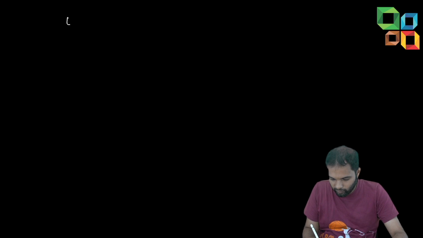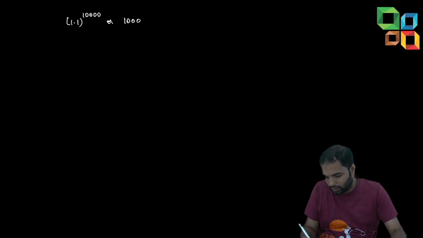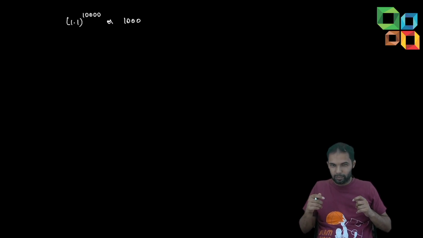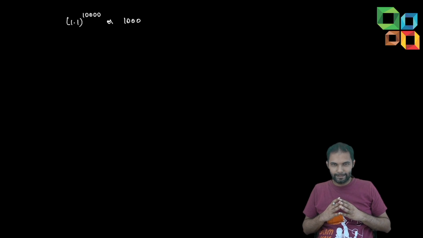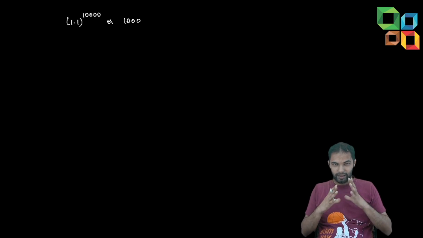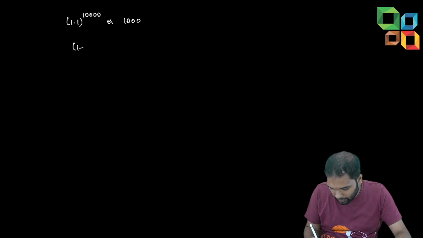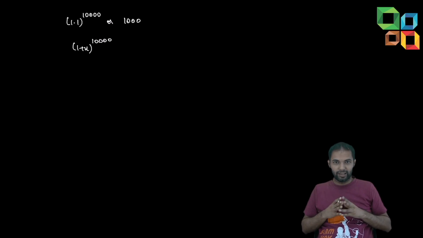So the question is, which of these is larger, 1.1 whole power 10,000 or 1,000? Without using a calculator, obviously, right? So now you can see that 1.1 into 1.1 is 1.21, right? So it keeps on increasing. You might guess it might be larger, but is there any mathematical proof? Does it increase at such a fast pace that it will reach 1,000 before 10,000? So the hint given is that you can use 1 plus x whole power 10,000, the expansion of this, to get your answer.